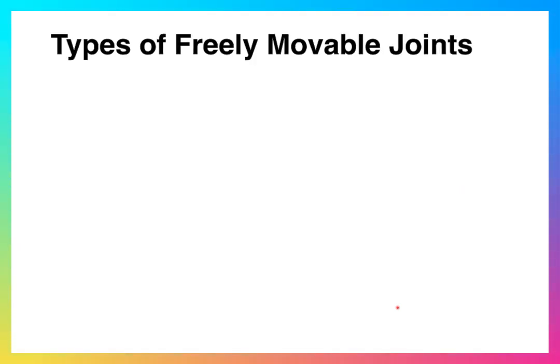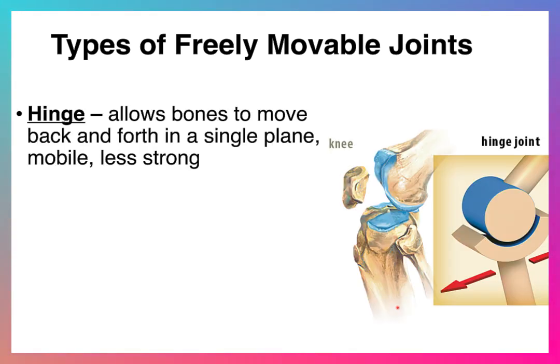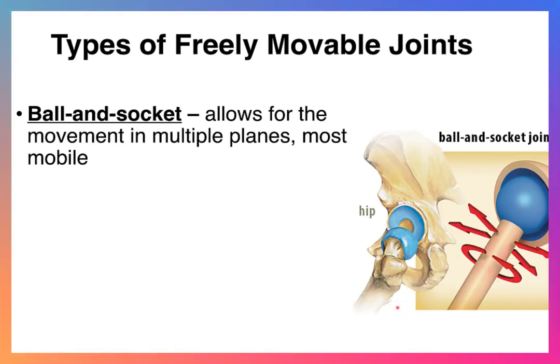What are some types of freely movable joints? First is the hinge joint. The hinge joint allows bones to move back and forth in a single plane. It tends to be very mobile and less strong. A great example of a hinge joint is the knee. The second type of joint is the ball and socket joint. This allows for movement in multiple planes, not just in a single plane, and is most mobile. A good example of a ball and socket joint is the hip joint.